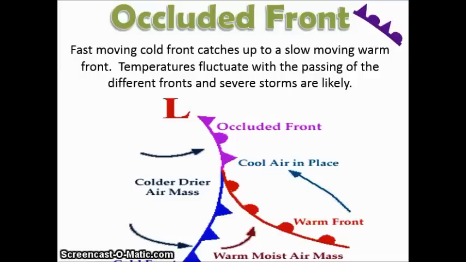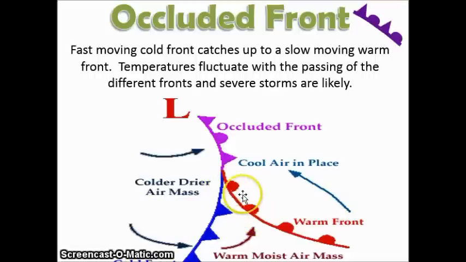The last type of front we need to talk about is the occluded front. The occluded front is when a fast-moving cold front catches up to a slow-moving warm front. Temperatures will fluctuate with the passing of the different fronts, and severe storms are likely. When I say severe storms, this could be your violent thunderstorms. It could also include, in some cases, tornadoes if you're in the right area of the United States for that to happen.